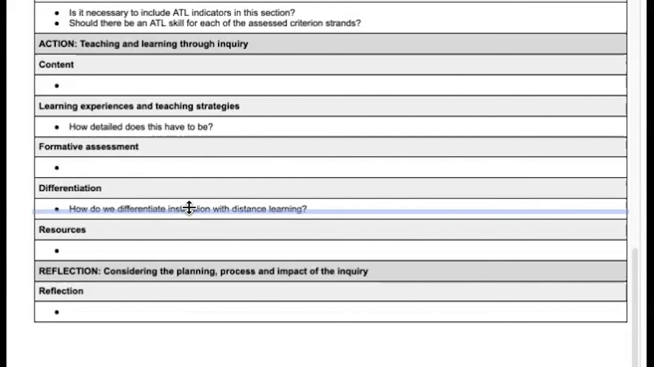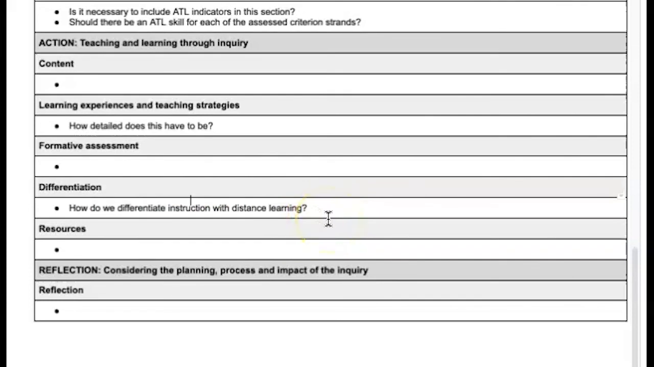Ooh, this is a big question. Differentiation. How do we differentiate instruction with distance learning? Unfortunately, we can't really get into that in this particular session. It's a tough one. It would be similar methods in terms of content, process, and product. But again, there's going to be a whole range of different approaches during distance learning. But we're not going to get to that here.